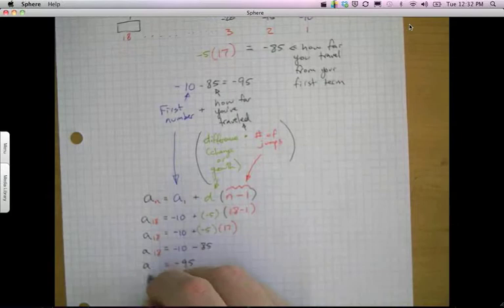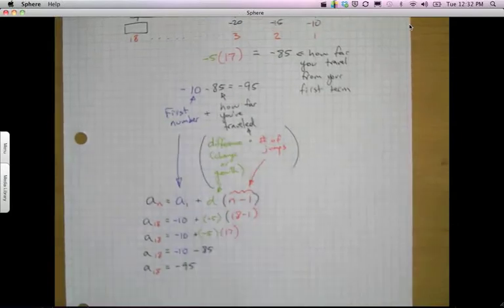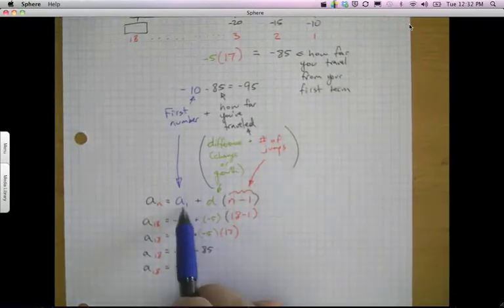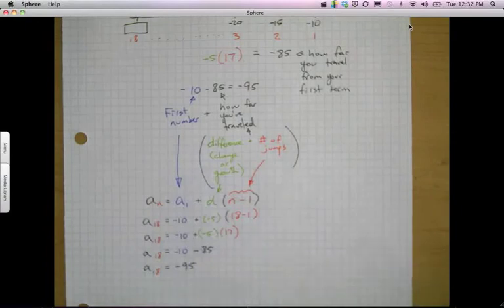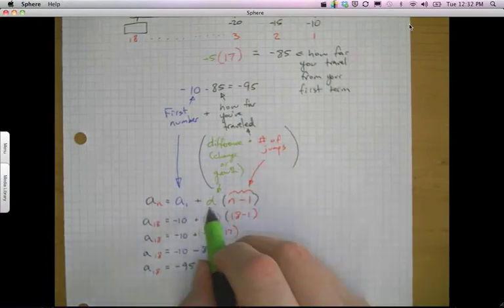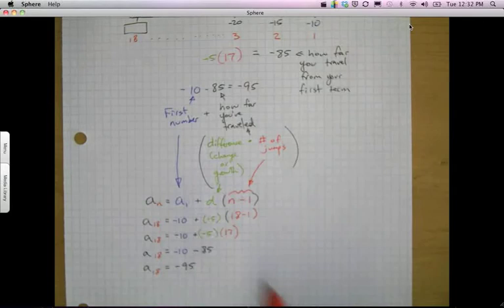So, that is how you can develop any equation for an arithmetic sequence based on the 3 different parts that you need. The first one is your first number. The second part is the difference that you need, which we've used D. And the third part is the number of jumps that you have.